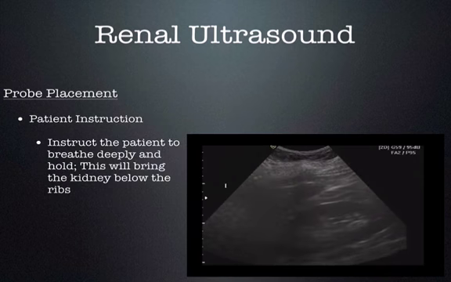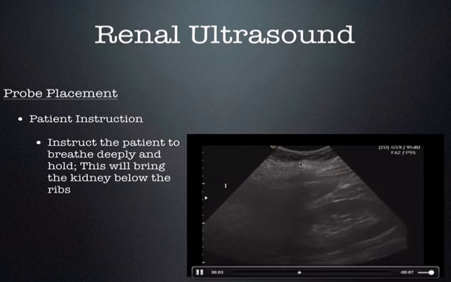Occasionally, the ribs will make visualization of the kidney difficult. If this occurs, have the patient take a deep breath, which will bring the kidneys below the ribs, hopefully allowing for better visualization as seen in this video. Again, you may also try having the patient roll into the lateral decubitus position to aid in visualization.